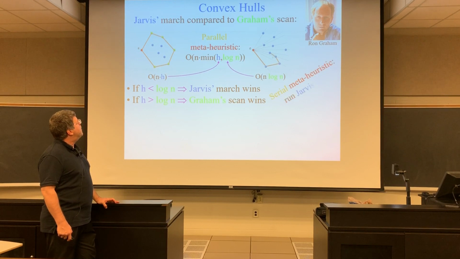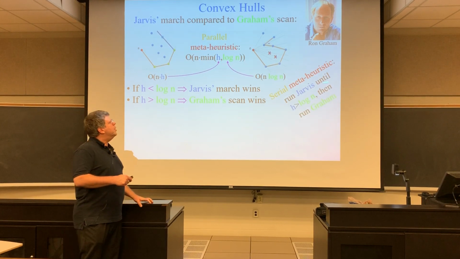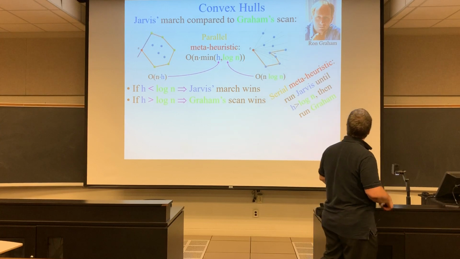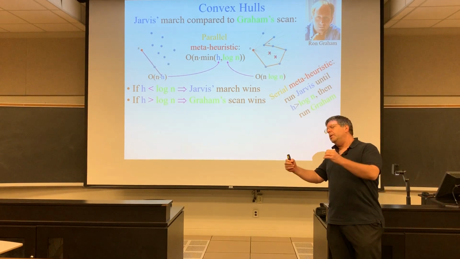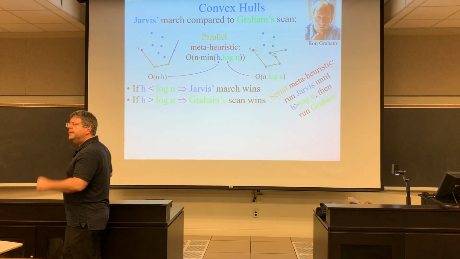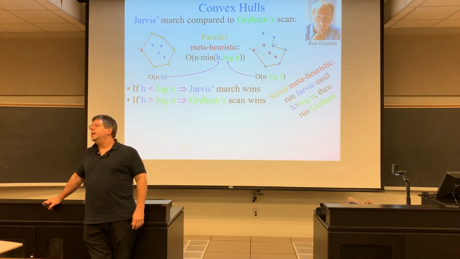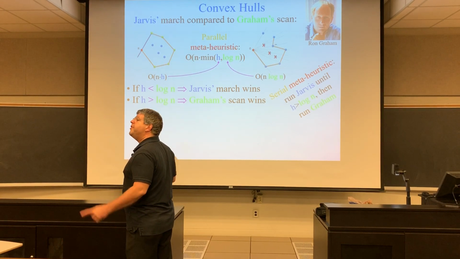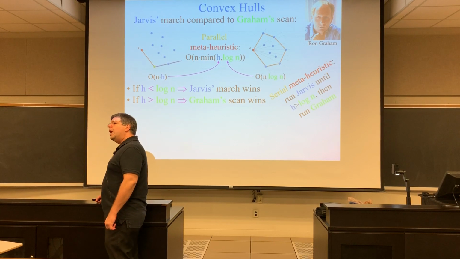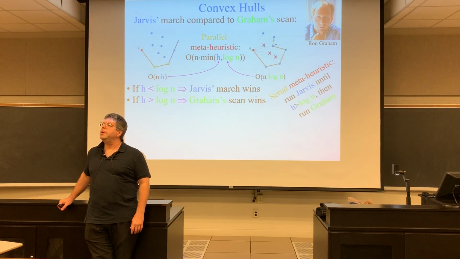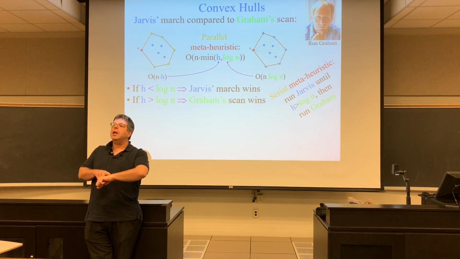So that works. Notice that you don't even have to parallelize it. You can do it in serial. How would you do it in serial? So there's the big hint right here. Just so you don't think you must run it in two parallel threads, you can do it in serial. What you can do is run Jarvis's march first. For how long? Because you don't want to run it to the end, because you might end up with quadratic time. That's terrible. Run it for n log n time on the clock.